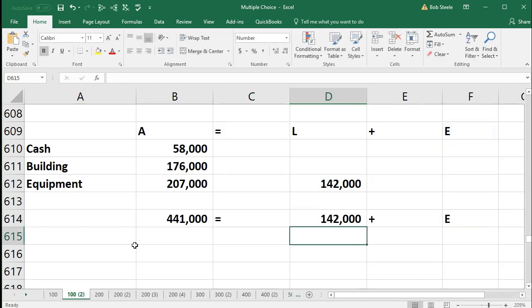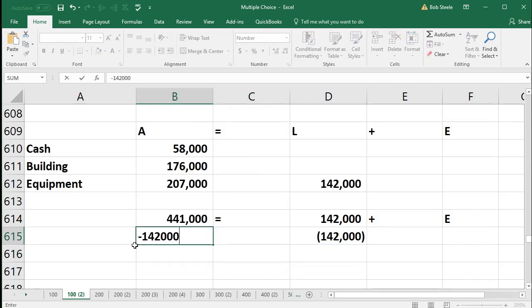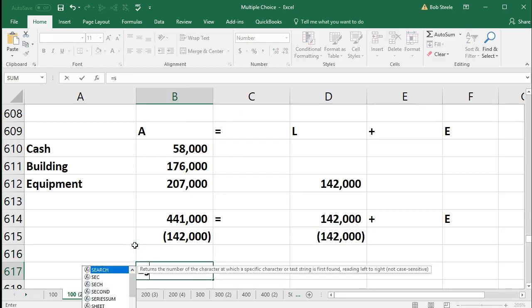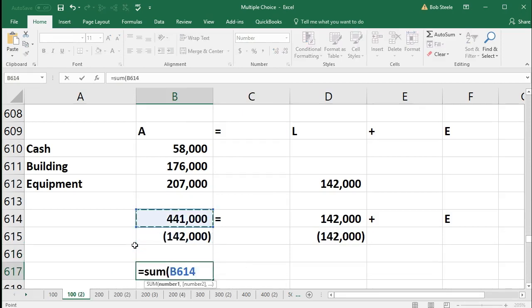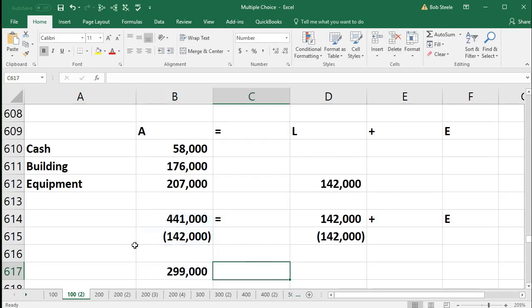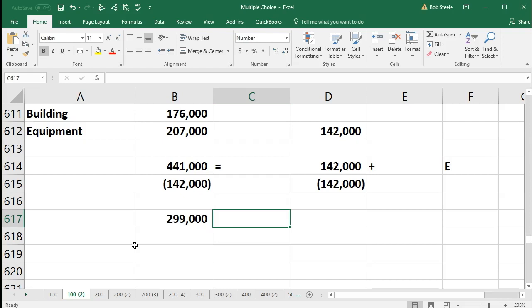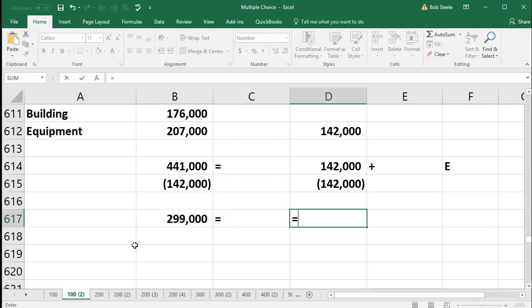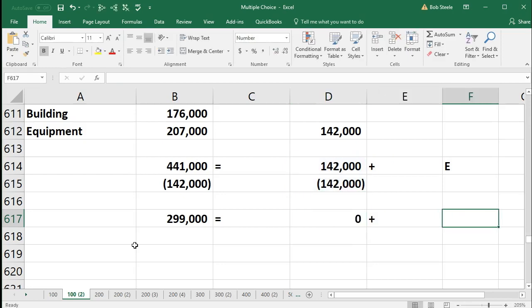So we're going to subtract the 142,000 from each side, and then if we do the math, we're going to say that 441,000 minus 142 is going to be equal to the 299,000, which will equal, if we do the math here, we're taking the 142 minus the 142 equaling 0, and that's going to be equal to E. Therefore, E is equal to the 299,000. And that's equity, of course. Equity is equal to the 299,000.